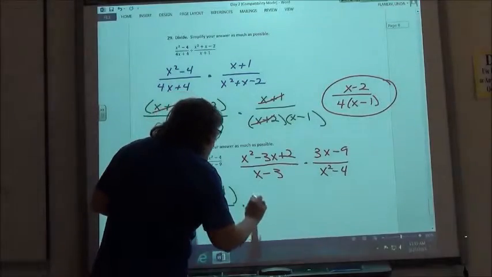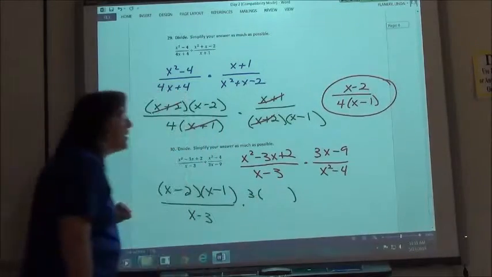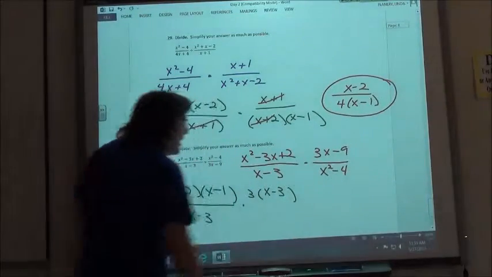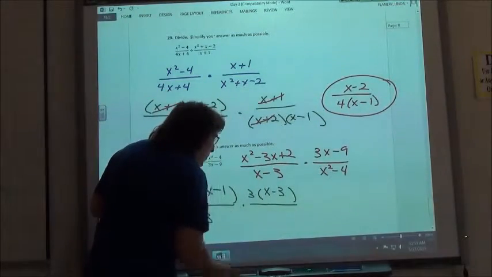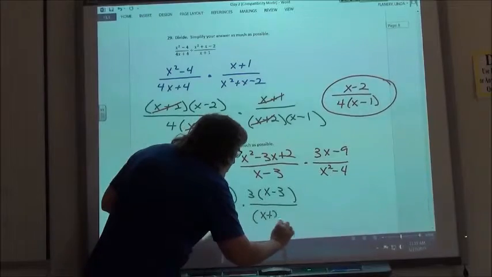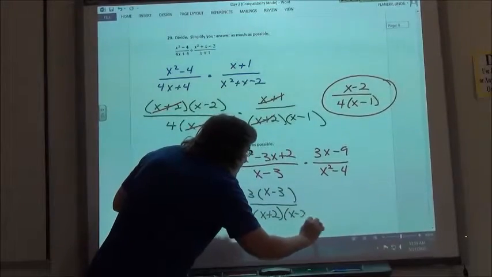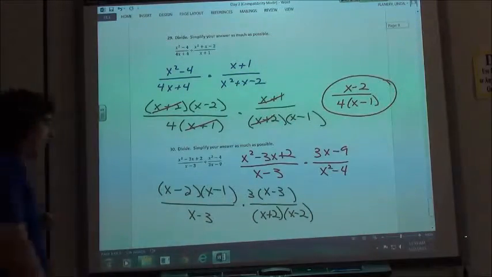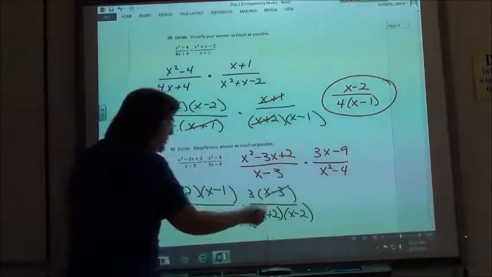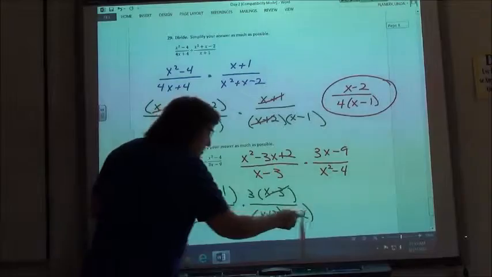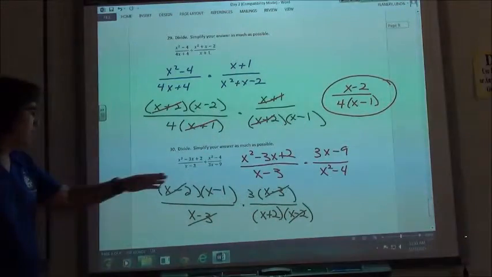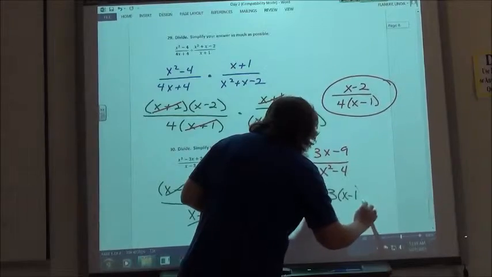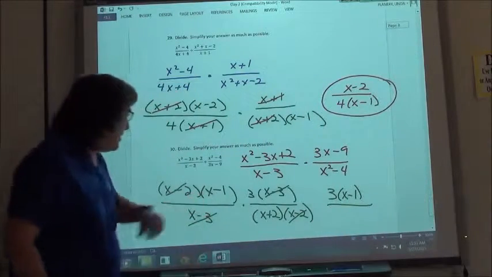Top of the next fraction, my greatest common factor there, I can take a 3 out of there, which leaves me an x minus 3. And the bottom, difference of perfect squares, so x plus 2 and x minus 2 when I factor that one out. So taking out my common factors, I can take out the x minus 3, I can take out the x minus 2. So I have 3 times x minus 1 on top, and on the bottom, x plus 2.